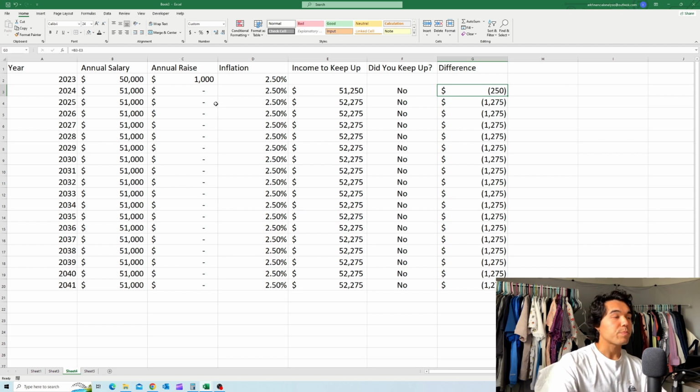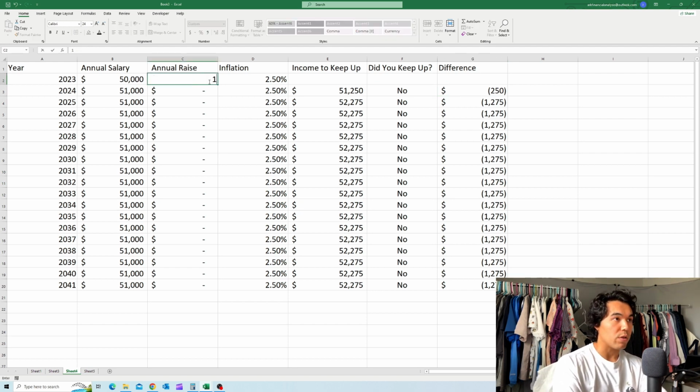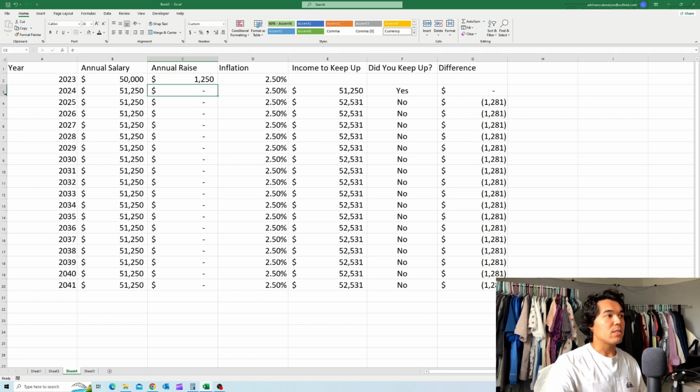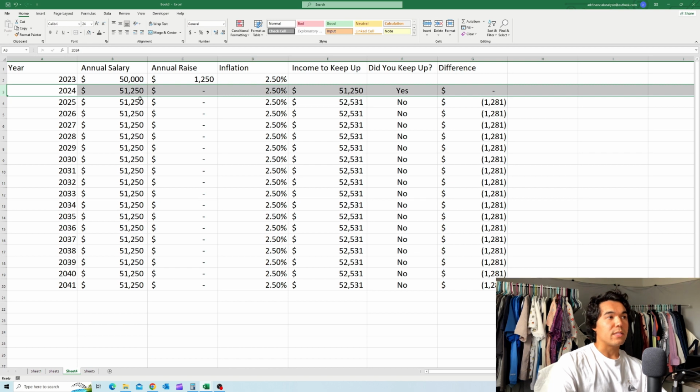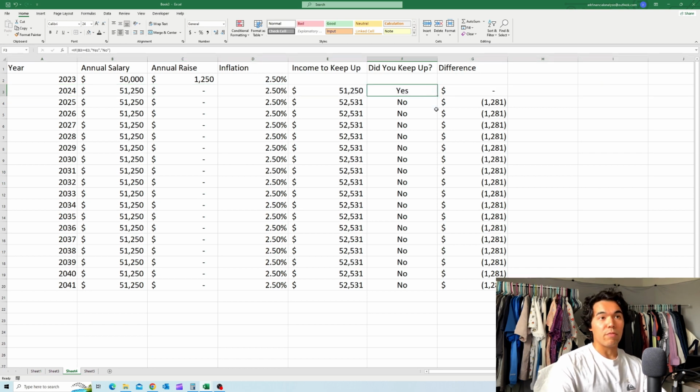So let's say his employer does match it, right? So $1,250 is what he adds to it. So in 2024, we can see that his salary did match the inflation that we saw at the end of 2023. So he's got roughly the same spending power going into 2024. So he did keep up with inflation, right? And the difference is zero. So like I said, this is the bare minimum that we want to see on our income.